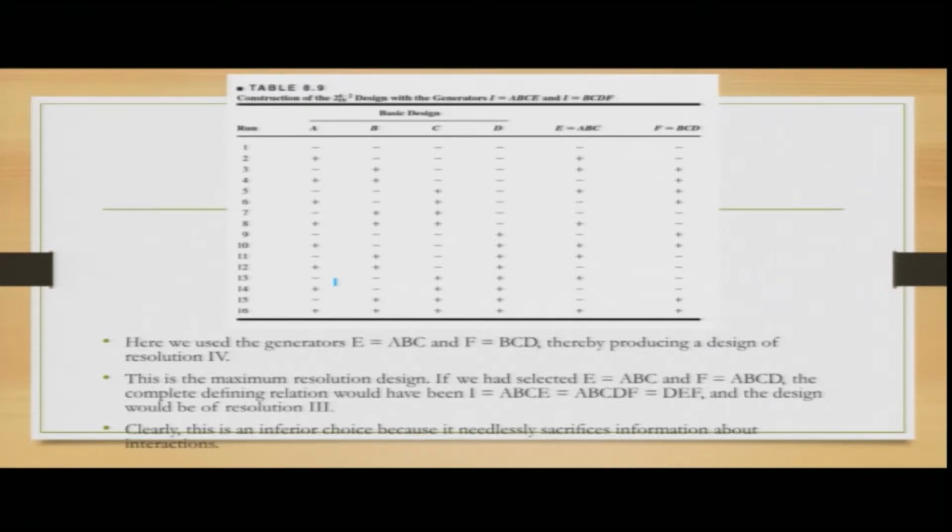Obviously, the resolution would depend on the number of generators. This is the maximum resolution design which we can get if you select E as ABC and F as ABCD. The complete defining relation would have 3 words, which are ABCE, ABCDF and DEF, and it would be a resolution 3 design. So, depending on how many generators you have and what the resolution is, you can design the generators accordingly. Clearly, this is an inferior choice because it needlessly sacrifices information about interactions, since you are trying to have more generators and sacrificing the effects of individual factors in the analysis of the problem.